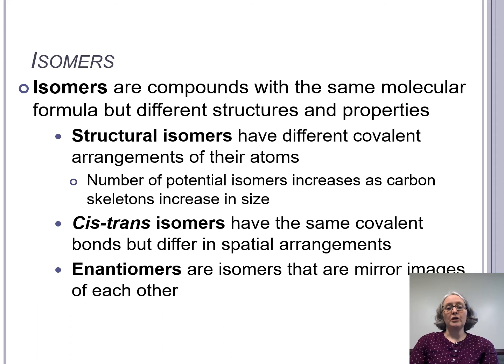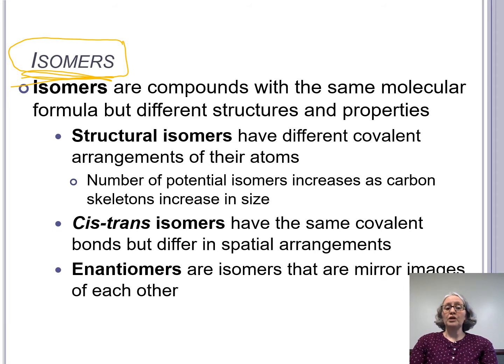Another thing that we talk about with organic compounds and organic chemistry is something called an isomer. Please be careful with this word not to get it confused with the term isotope. Isotope was back in chapter 2. That's where you have the same number of protons but different numbers of neutrons. Now we're talking about these isomers. Isomers are compounds that have the same molecular formula but different structures and properties.